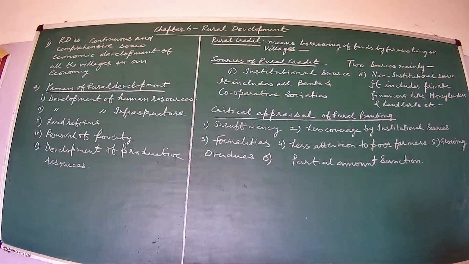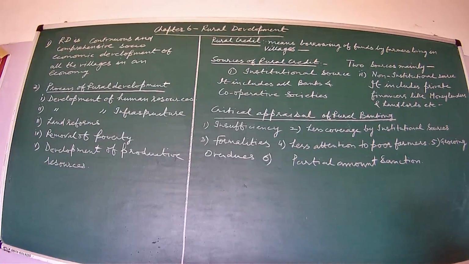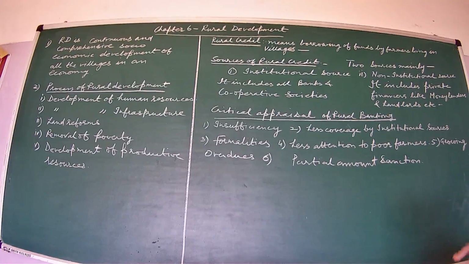Then next is growing overdues. Growing overdues means, my dear student, the loans sanctioned by institutions are not able to be recovered by the banks. That is another problem. So their overdues are increasing, NPA is increasing, because farmers are not able to return the money back to the banks. So my dear student, that is the major issue.